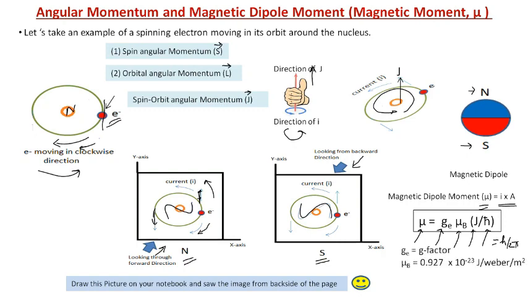The value of this Bohr magneton is equal to 0.927 into 10 raised to the power minus 23 joules per Weber per meter square. This is the minimum magnetic moment which is created by a moving charged electron in the absence of an external magnetic field.